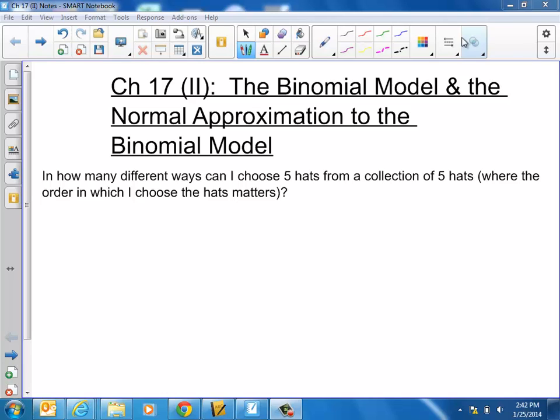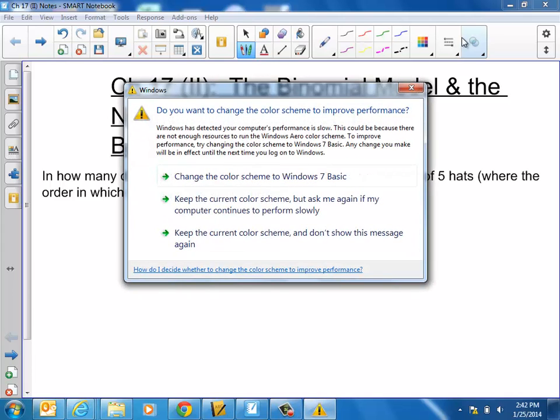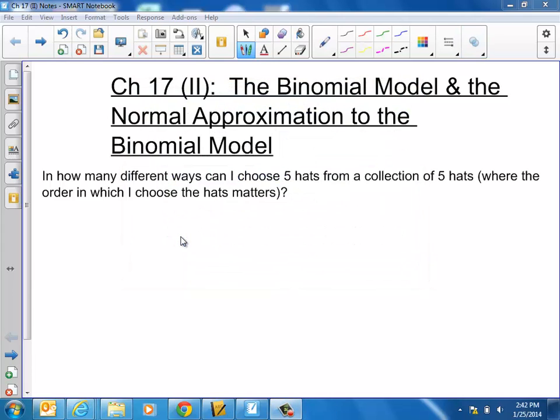Okay, first two slides that we've got here are really building up to the binomial model. In the binomial model, there's this combination equation which is tricky to understand unless you've seen it worked within an easy to understand context. So I'm going to try to present to you guys this easy to understand context here. In how many different ways can I choose 5 hats from a collection of 5 hats, where the order in which I choose the hats does matter? And everything in parentheses, don't worry about making sense of that just yet. That'll make sense a little bit more next slide.